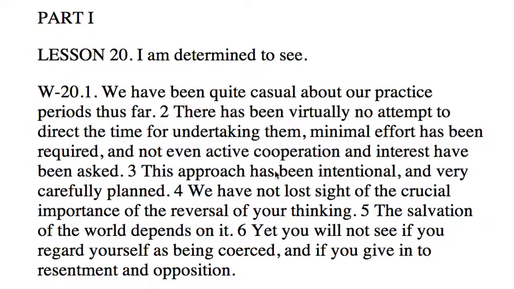Lesson 20, I am determined to see. What this lesson is addressing is a little shift that we're going to make in our practice now. And it addresses motivation theory and also any authority issues we may have to the practice.